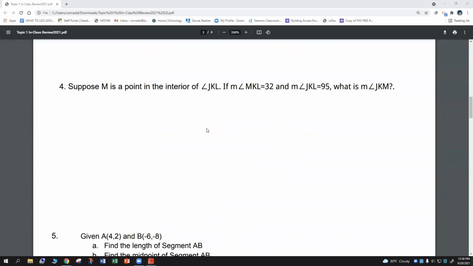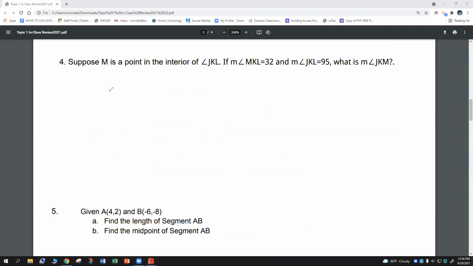Right, number 4. Suppose M is a point in the interior of angle JKL. So we know we have to draw an angle JKL. So here's J. K is the vertex. And then L over here. Okay, M is a point on the interior, so M is on the inside. So we're going to have a ray KM such that M is on the inside.